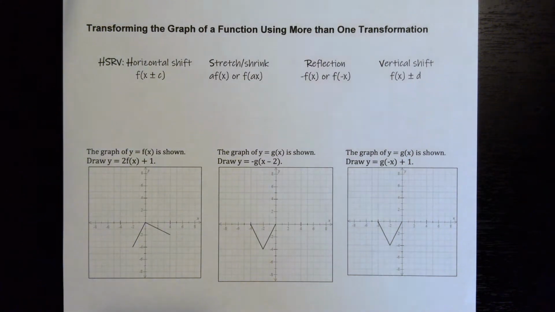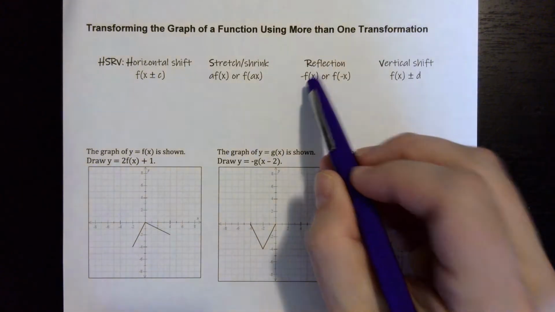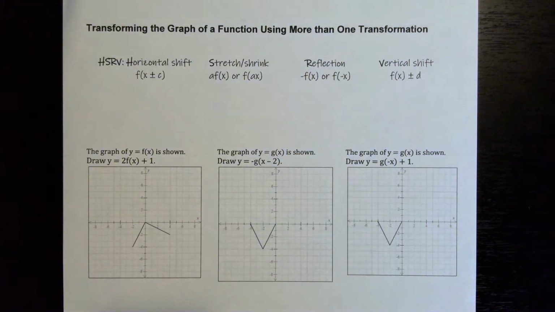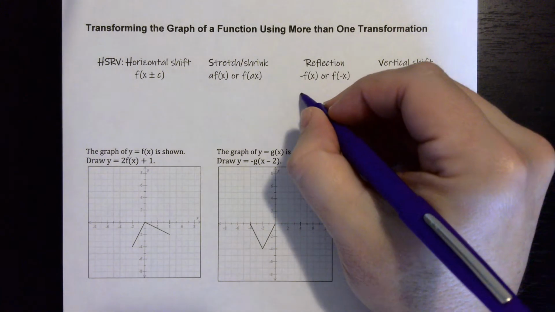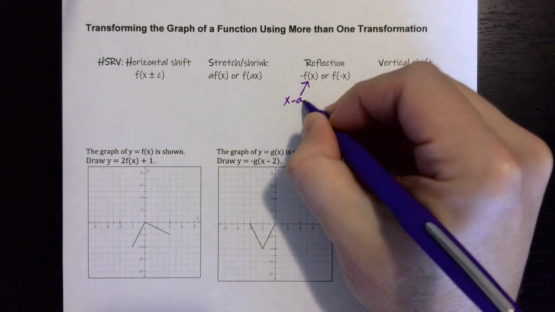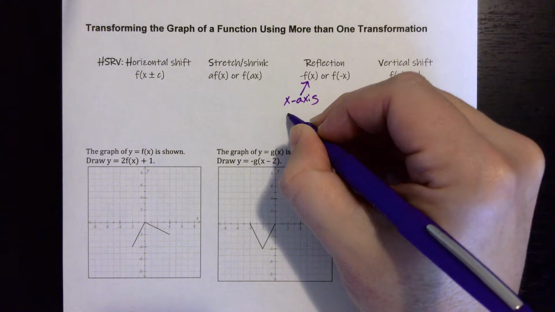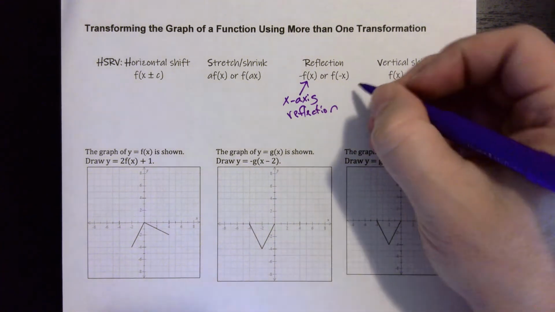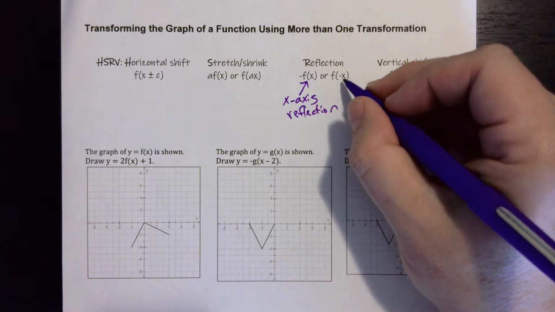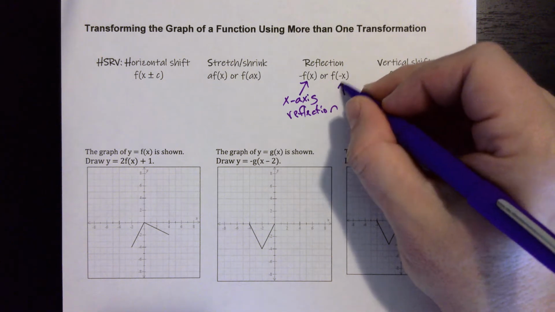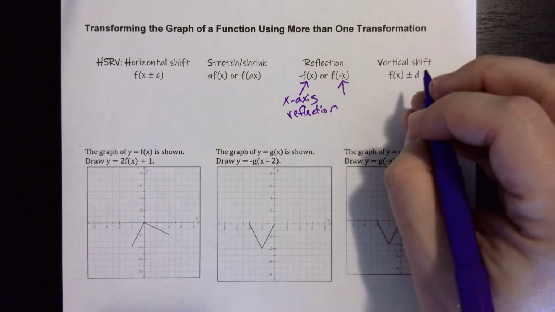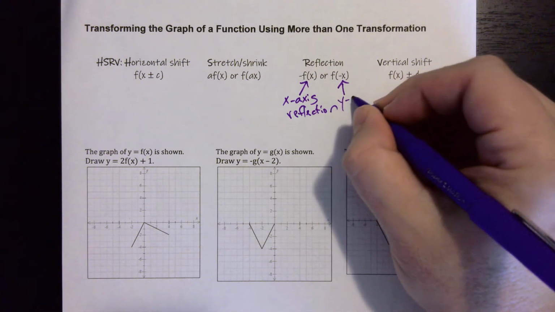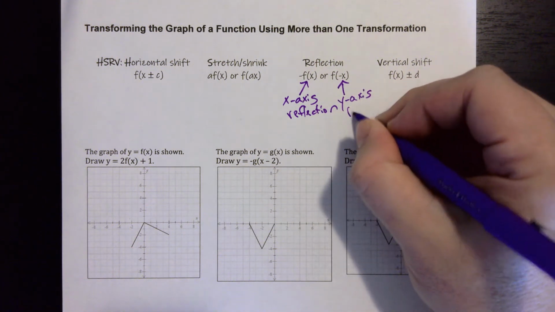So recall from a previous video, or previously you may have learned this, that if you have the negative on the outside of that f of x there, then you are going to reflect, that's going to be an x-axis reflection. And if you have a negative x on the inside, that will be a y-axis reflection.